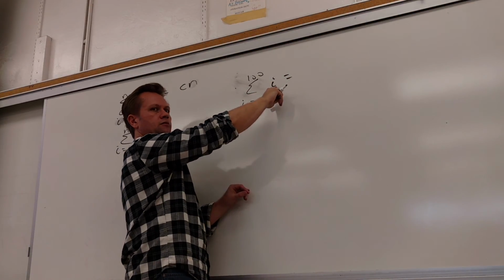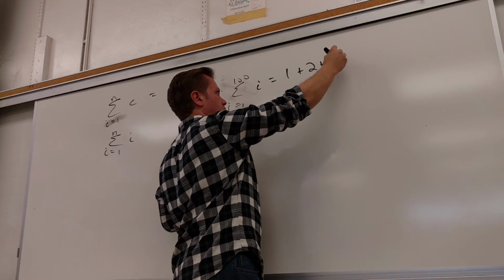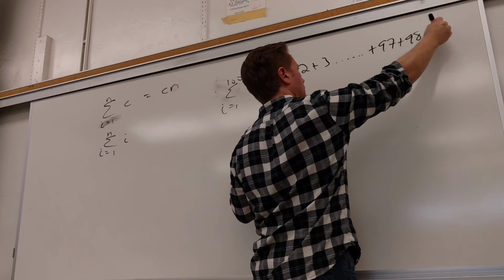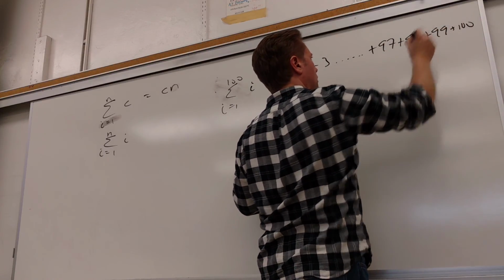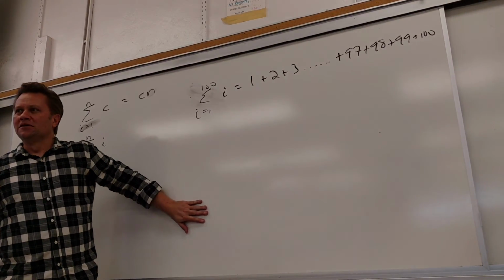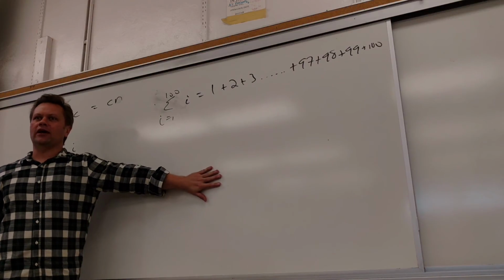What's i at first? 1. And then it becomes 2. And then, let's skip a little bit, then it becomes 97. All right, so do me a favor. Go ahead and add those up. Nobody moves. That's the perfect reaction.